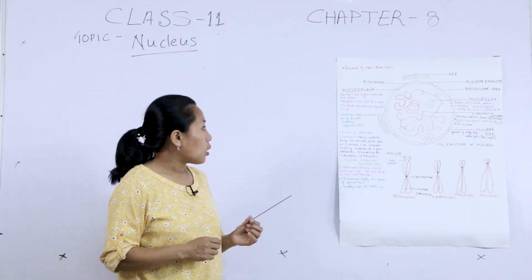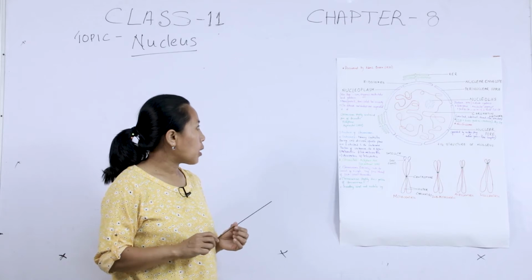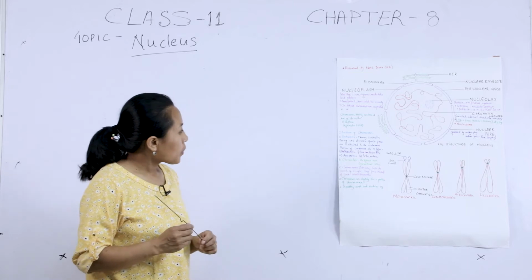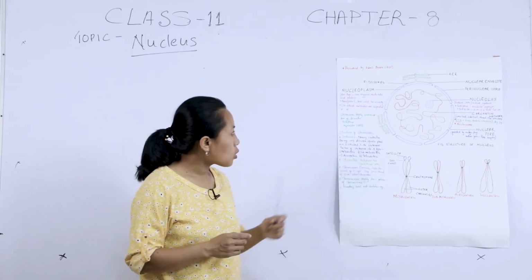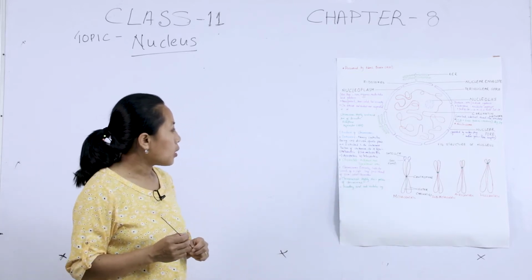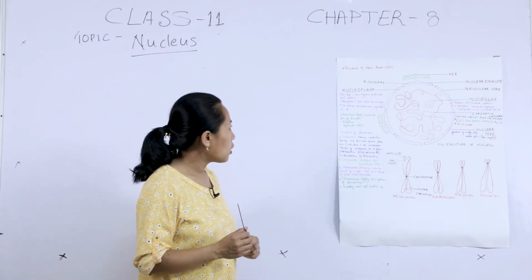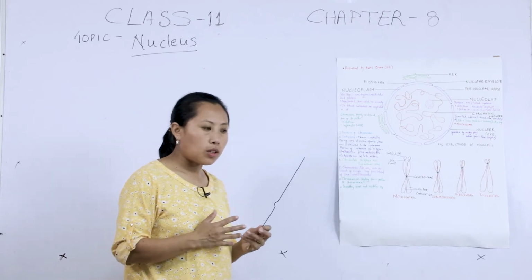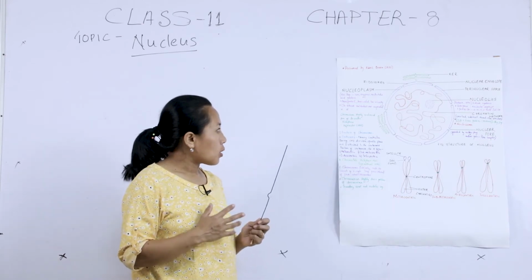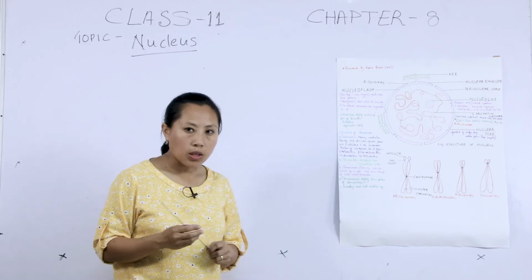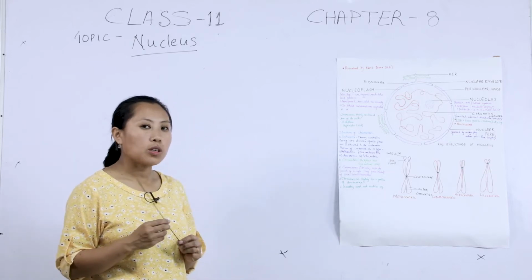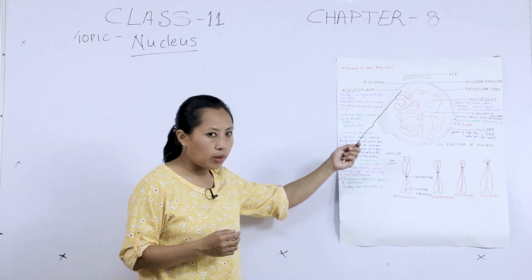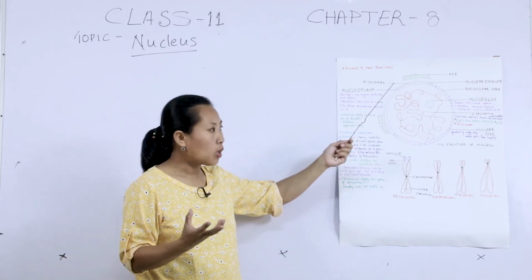Okay, so the nucleus was first discovered by Robert Brown in 1831, and the typical structure of a nucleus consists of the nuclear envelope, the nucleolus, chromatin network, and nucleoplasm. And in the last class, we have seen that the rough endoplasmic reticulum, the endoplasmic reticulum which is associated with ribosomes, is found attached to the nuclear envelope, or the outer membrane of the nucleus.